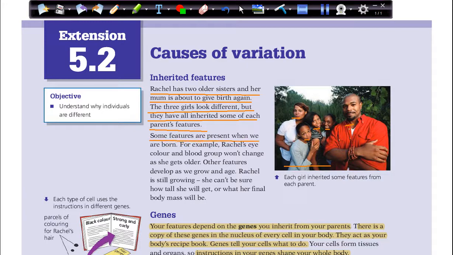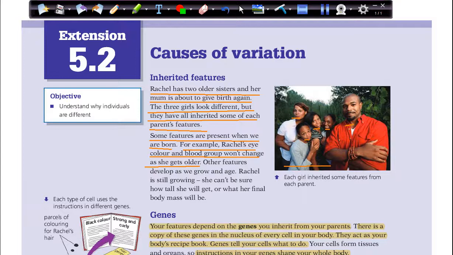Some features are present when we are born. Such as Rachel's eye color and blood group, which won't change as she gets older. So since we were born until now, we still have the same eye color, we still have the same blood group. They don't change. When we get older, we don't change our blood group or our eye color.